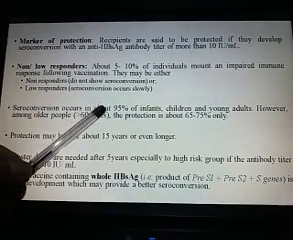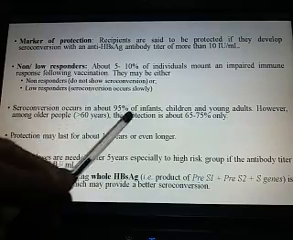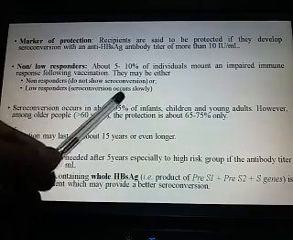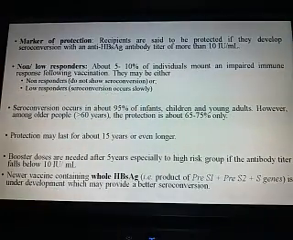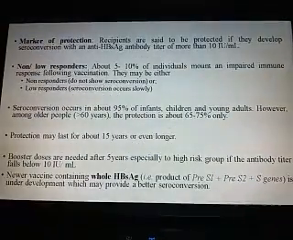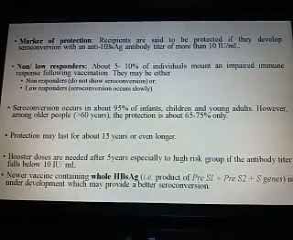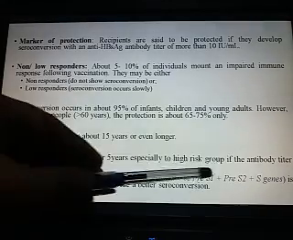Seroconversion occurs in about 95% of infants, children and young adults. That is a very good result of the vaccine. However, among older age, there is a chance of only 65 to 75% conversion, but that is also good. Protection may last for 15 years or longer. Booster doses are needed after 5 years, especially in high risk zones.